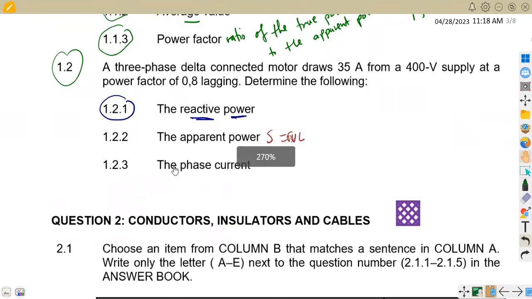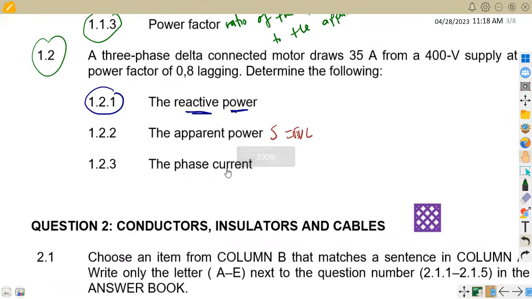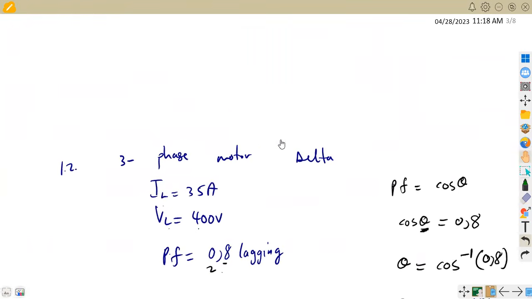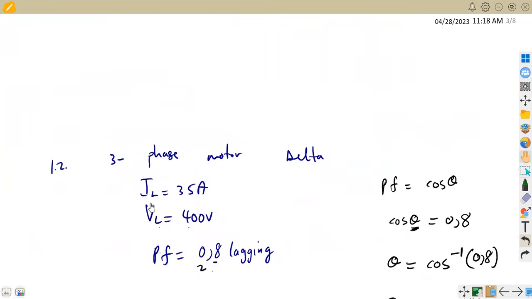The phase current, in this case. Remember, we are dealing with delta. We are given the line current and we are in delta. All right, so remember, in delta, that is 1.23. Let me just write it here so that we can take our information from this one.